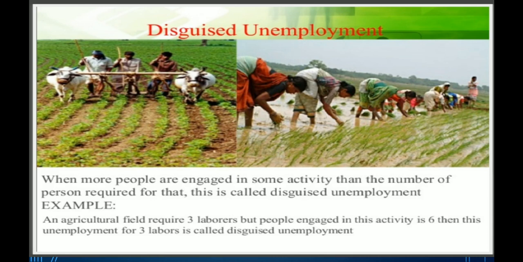There are different types of unemployment prevailing in India. First one is disguised unemployment. Disguised unemployment or hidden unemployment is a kind of unemployment where some people seem to be employed but are actually not. When more people are engaged in some activity than the number of persons required for that, this is called disguised unemployment. For example, an agricultural field requires 3 laborers, but people engaged in this activity is 6. Then, this unemployment for 3 laborers is called disguised unemployment.